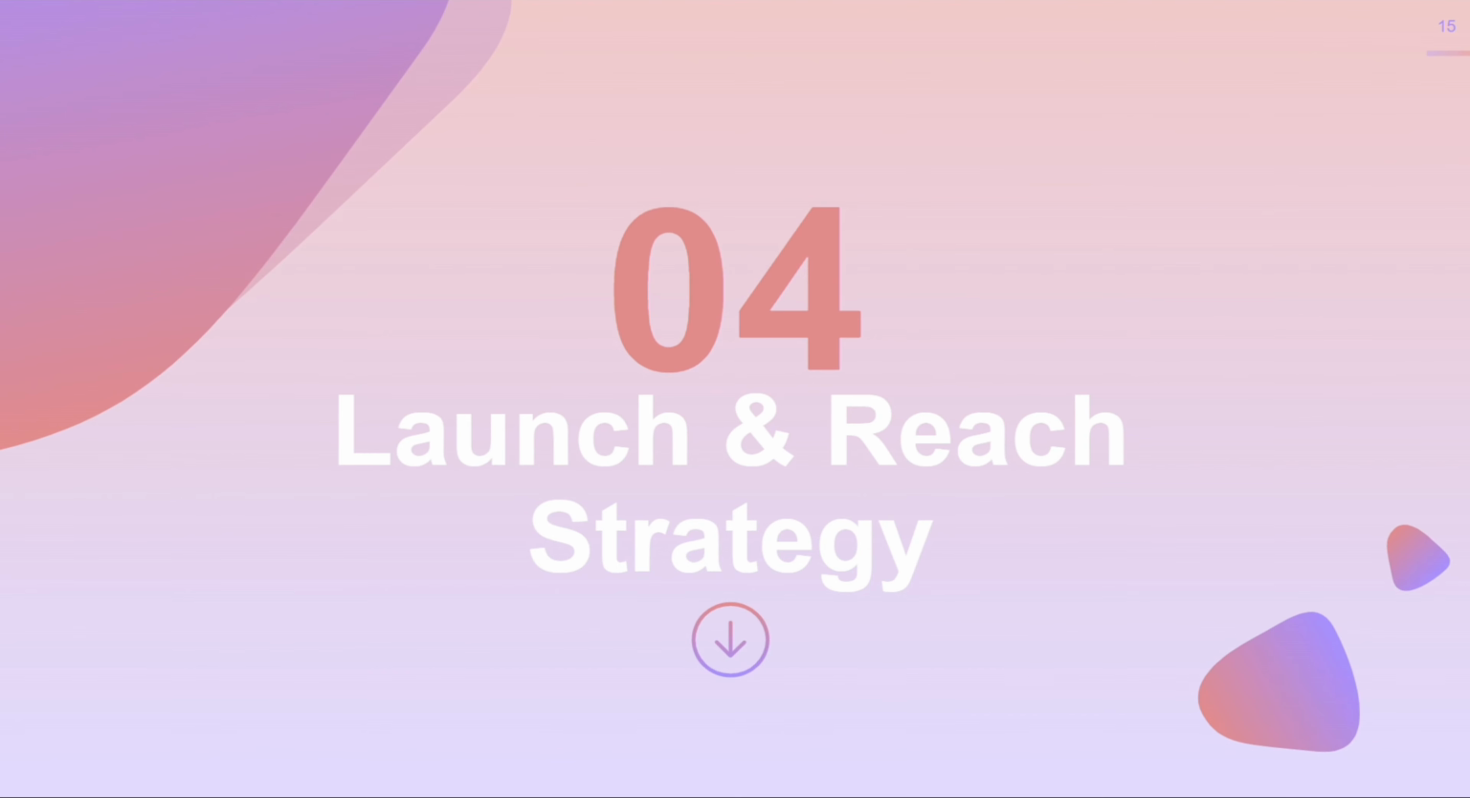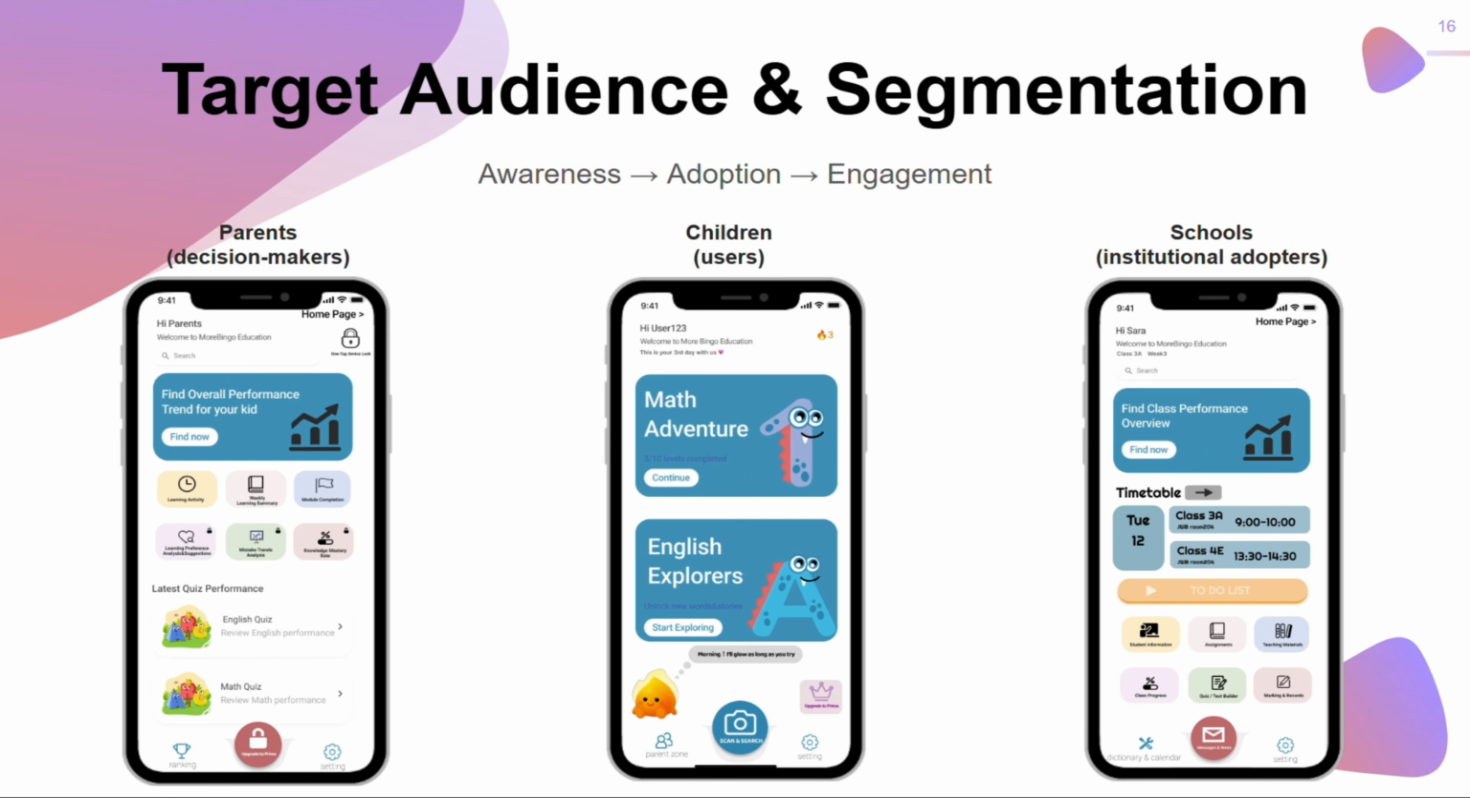Now let's move on to launch and reach strategy. Following the STP framework, we segment our market by decision-making role and usage context. Parents and children together form the B2C segment, with parents acting as the economic and supervisory decision-maker, and children as the primary user in a self-learning context. Schools represent a separate B2B institutional segment. We apply differentiated targeting across these segments, with distinct channels and messages.